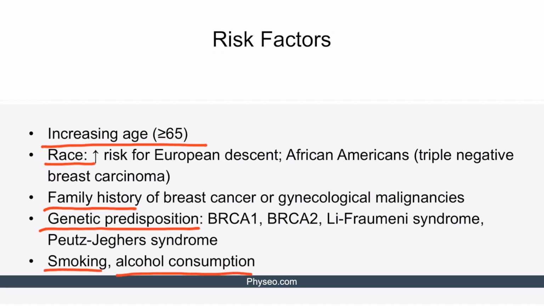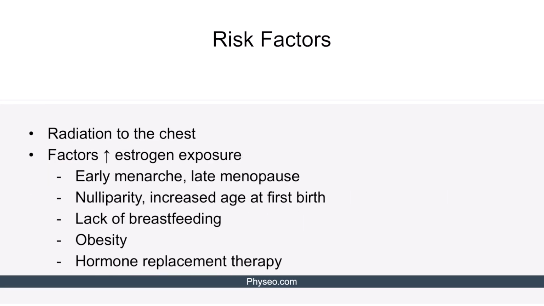Smoking and alcohol consumption also increases the risk of breast cancer. Exposure to chest radiation is another risk factor, particularly if the exposure was during childhood. Other factors include those that increase estrogen exposure. These include early menarche, late menopause, nulliparity, increased age at first birth, lack of breastfeeding, obesity, and hormone replacement therapy.